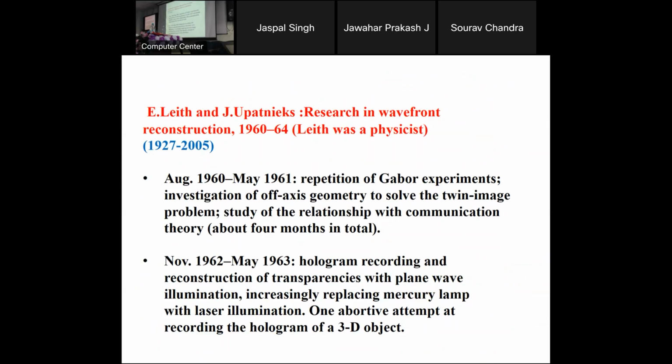From 62 to 63, they started recording holograms and the reconstruction of transparency with plane wave illumination, increasingly replacing the mercury lamp with laser. The first attempt at a hologram of a 3D object resulted in failure.